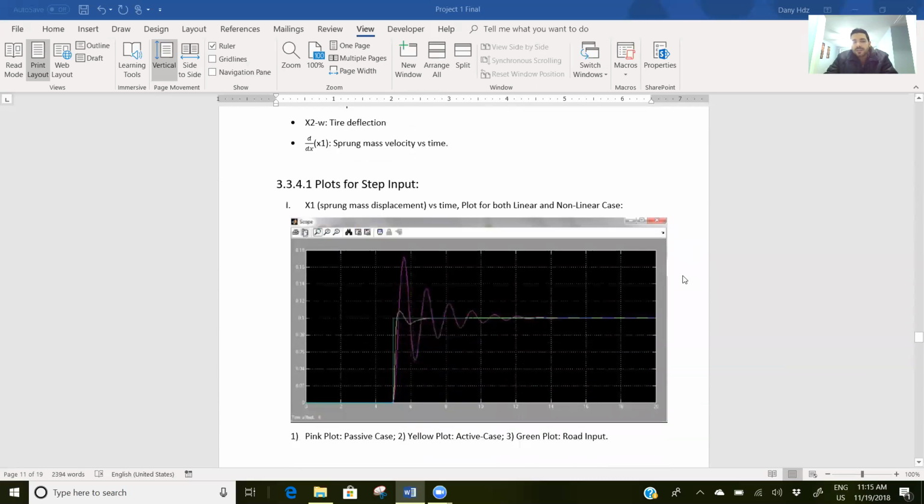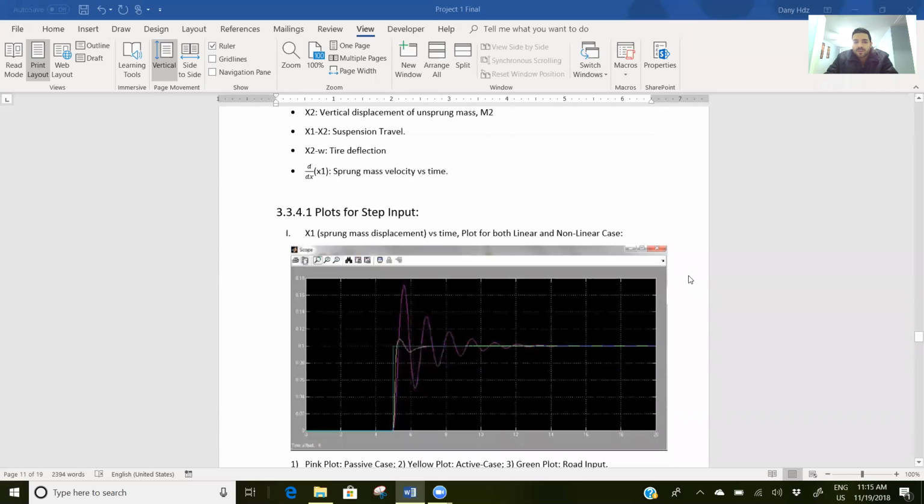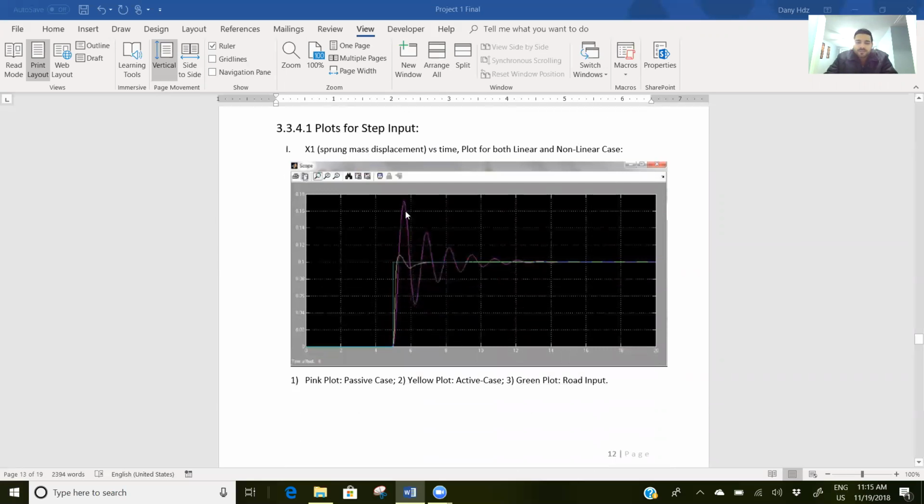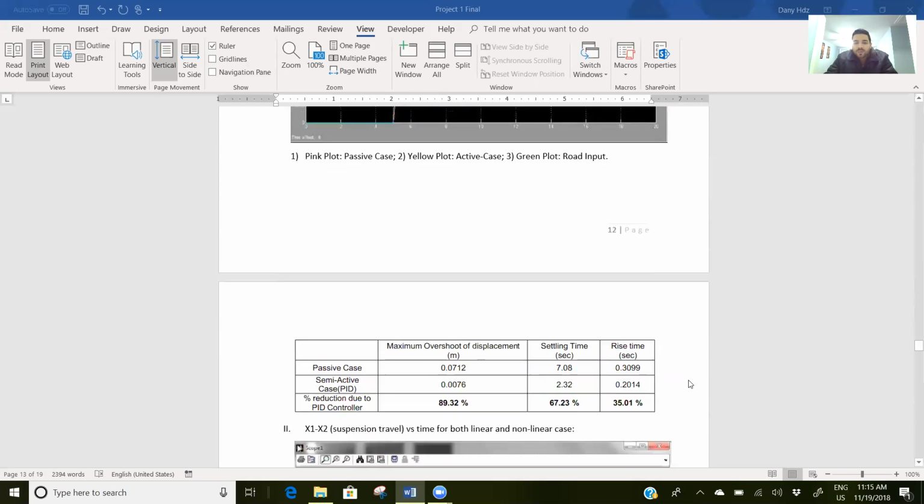These are the responses I found when I plotted the results. We have the sprung mass displacement versus time, comparing linear and nonlinear cases. The pink plot is the passive case, the yellow plot is the semi-active case, and the green one is the road input or excitation. We see here that in the passive case, the maximum overshoot of displacement was 0.0712, and in the semi-active case, 0.0076, which was reduced by 89.32%.